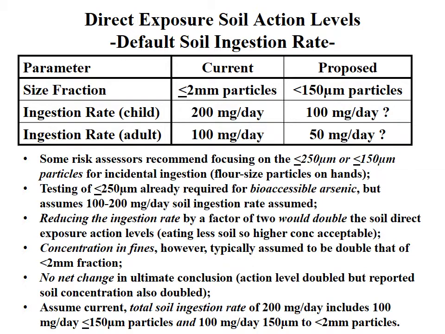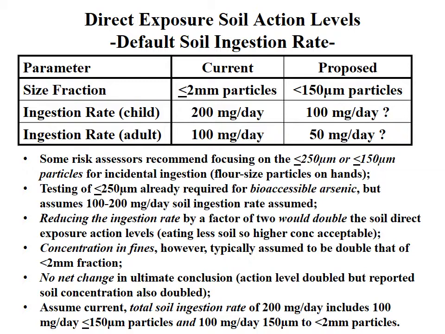So I mentioned before that the soil action levels are based on exposure to less than 2 millimeter particles in soil. These are small sand grain sized particles. In our default guidance, where we follow EPA's current default guidance used in the regional screening levels, they assume that a child is ingesting 200 milligrams of these particles per day. So 200 milligrams is, say, 10 or so sand grain sized particles of soil. They assume that the adults ingest 100 milligrams per day.